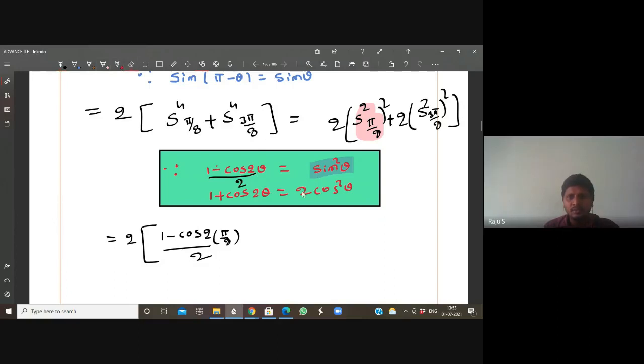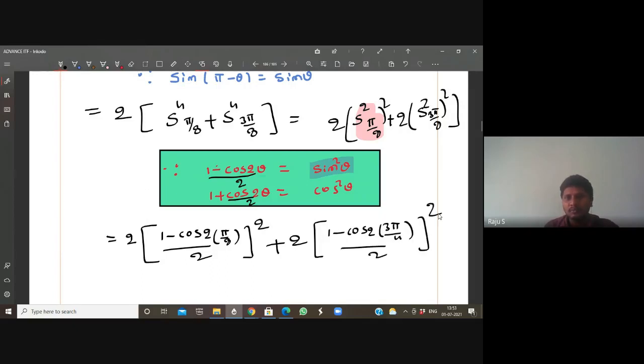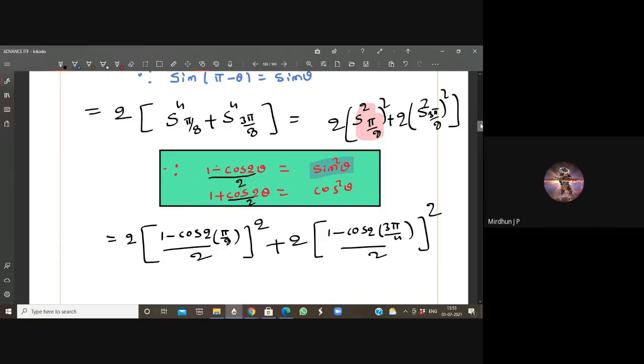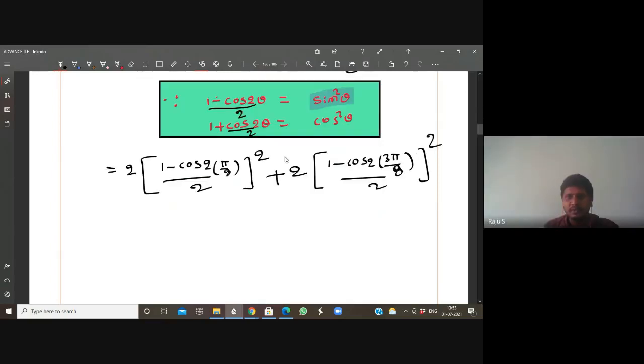I want to remove this 2, so this is all divided by 2. So the sine square theta value is 1 minus cos 2 theta by 2, whole square. That's 2 times of again 1 minus cos 2 times of 3 pi by 8, all divided by 2, whole square.